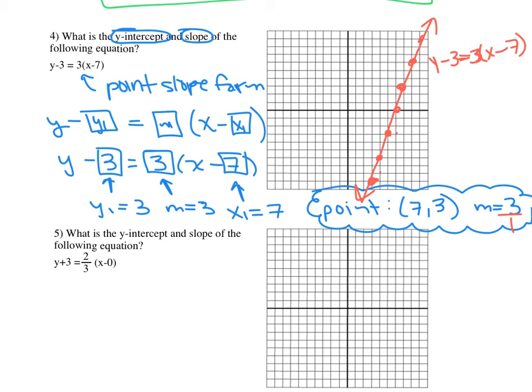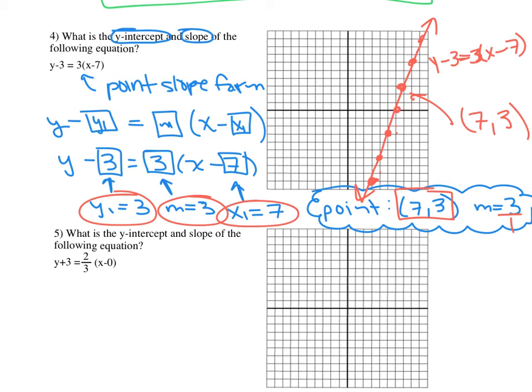Alrighty, so I did most of question 4 for us. So we know that this is in point slope form. So I identified what the point was and the slope. After going through some evaluation here, I found y1 to be 3, x1 to be 7, and the slope to be 3. So that tells me that my point is 7, 3, which I drew here. And I continue to do it with my slope of up 3 over 1.